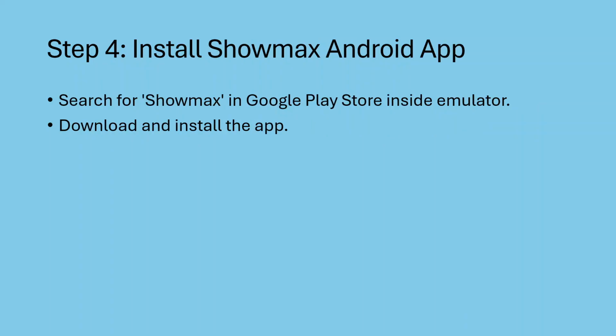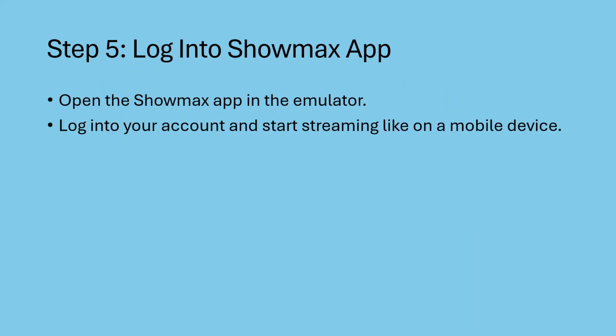Step 4, install Showmax Android app. Search for Showmax in Google Play Store inside your emulator, then download and install the app. Step 5, log into the Showmax app. Open the Showmax app in the emulator, then log into your account and start streaming like on a mobile device.